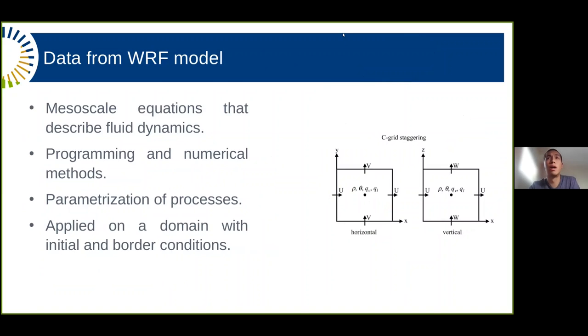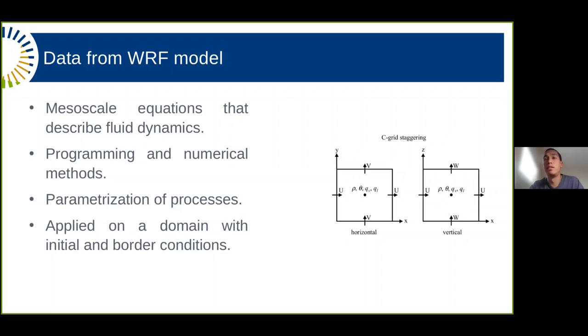Then we also got data from the WRF model that we ran. This model is a mesoscale model that runs the equations that describe fluid dynamics, such as the conservation of momentum, conservation of mass, conservation of energy, among others. These equations are programmed and integrated with numerical methods such as Runge-Kutta. This discretization and integration of the equations is then put in an Arakawa C grid, illustrated in the figure at the right.